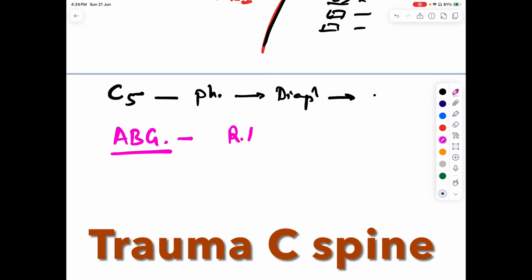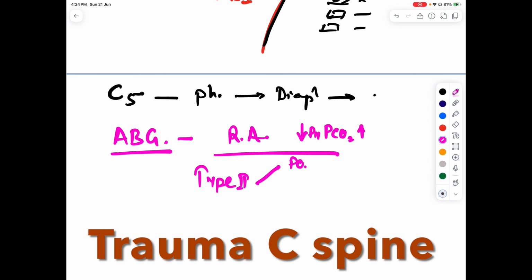So in respiratory acidosis, what will happen here? The pH will go down, PCO2 will increase, and bicarbonate, and there can be hypoxia. And this is type 2 failure. In type 2, PO2 is less and PCO2 is raised, so both hypoxia and hypercapnia will be there.